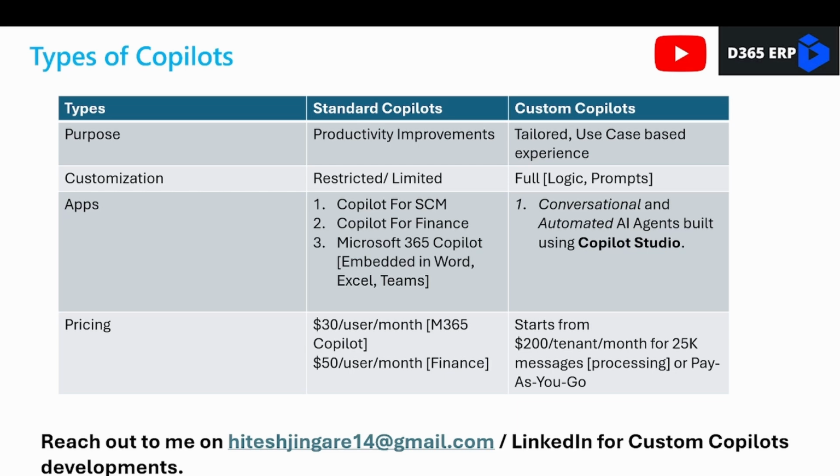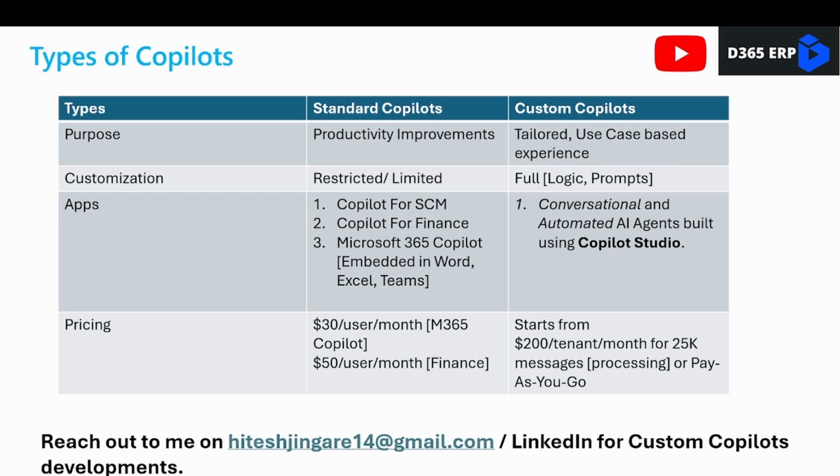The custom Copilots are conversational and automated AI agents built using Copilot Studio. I hope you guys have already started using ChatGPT. So it's kind of like ChatGPT. Let's take an example: you want to see a summary of an invoice. There is a chatbot where you can enter the invoice number and ask for the summary. This kind of customization we can do using the AI agent, or as part of custom Copilots. For this we use Copilot Studio, which is a separate development studio where we create custom Copilots.